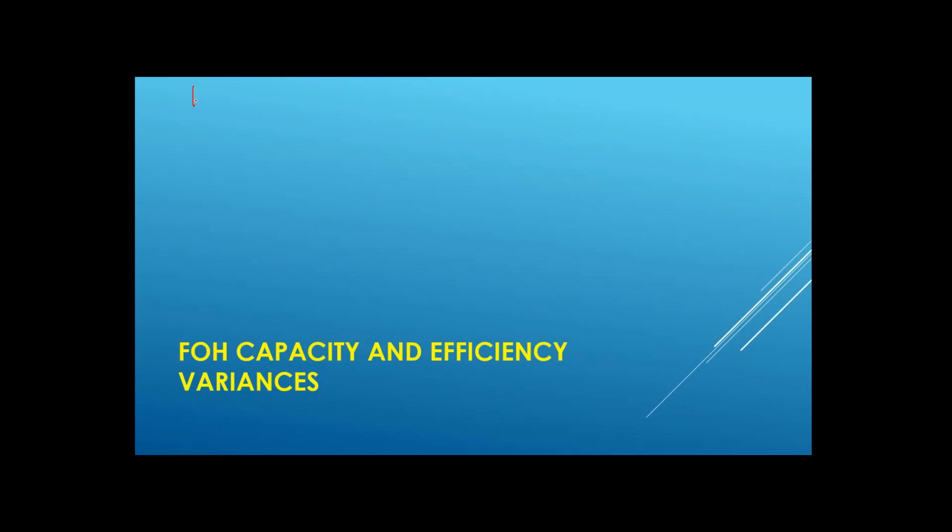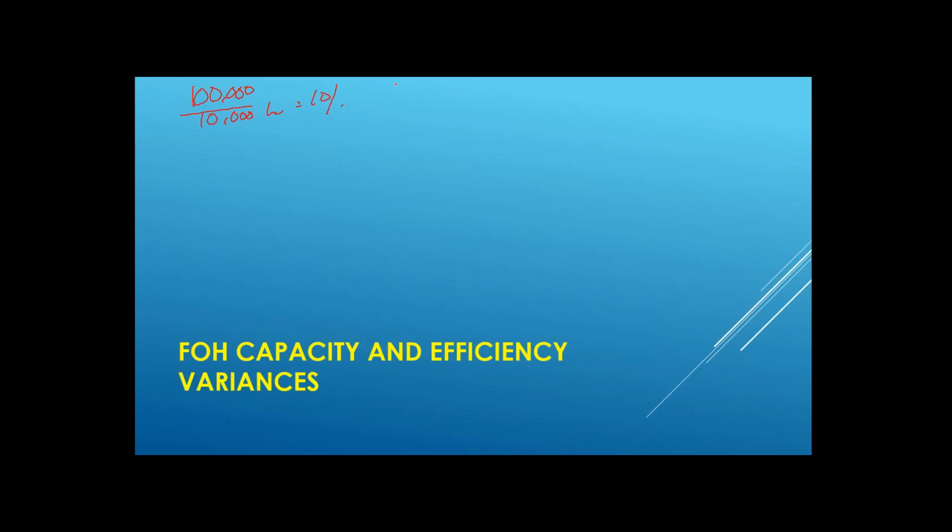So let's assume that we are absorbing based on hours. 100,000 is the predetermined overhead, and let's assume we are going to absorb according to 10,000 labor hours. So the overhead absorption rate is 10 per labor hour. In that case, the fixed overhead volume variance we can split up into two. One we call the capacity variance, the other one we call the efficiency variance.